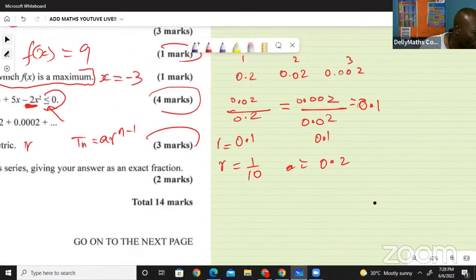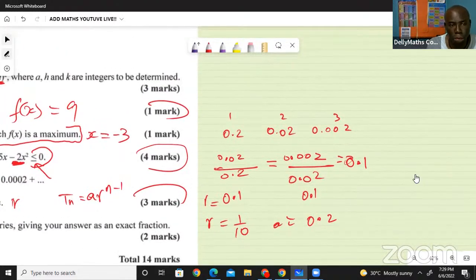If we're looking at the ideas right now, you would see definitely that, guess what? Look at this. We started with a, and then the second term should say ar. The other term should say ar squared. If I can show that this is happening, then this is a geometric series.